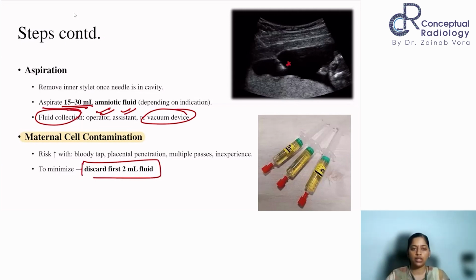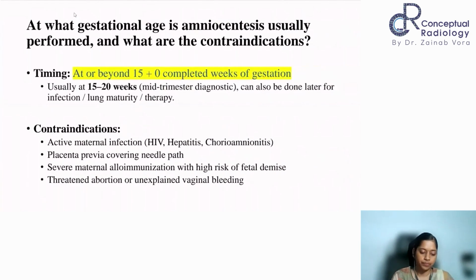What procedure we follow at our institute is, first you insert the needle, the 22 gauge spinal needle, remove the stylet, take a 2 ml or 5 ml syringe, aspirate 2 ml and keep that separate. Now you can have two 10 ml syringes and store the sample in those two 10 ml syringes. That is how you can minimize the cell contamination.